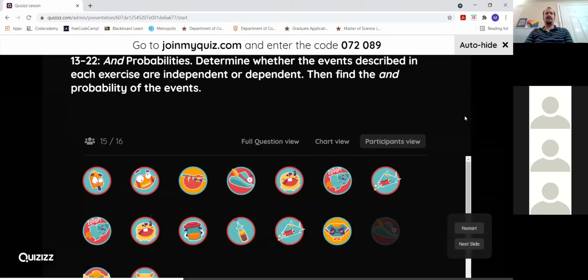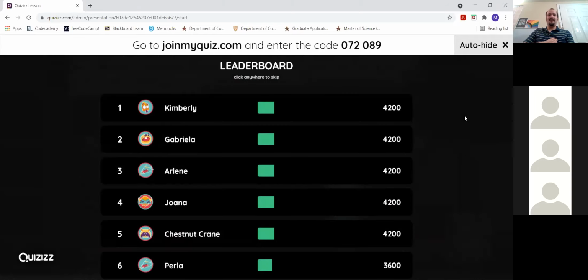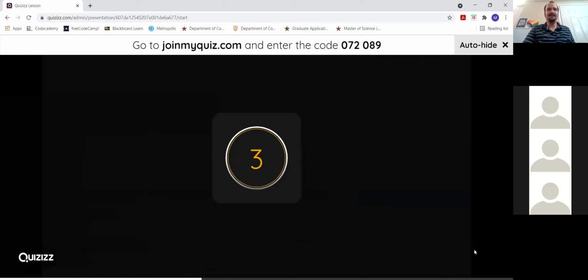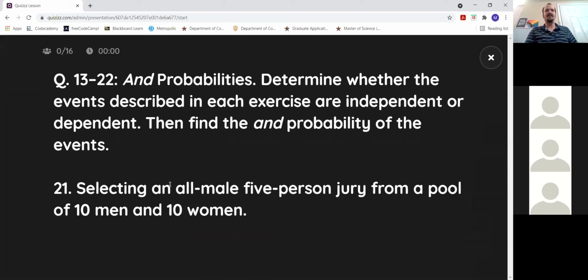If we select a male, we pick a male out, it's going to change the probability that we select another male. We have 10 people to pull from, so these should definitely be dependent. Ooh, let's see if we can do it. So I want to select how many? 5 people from a pool of 10 men and 10 women.